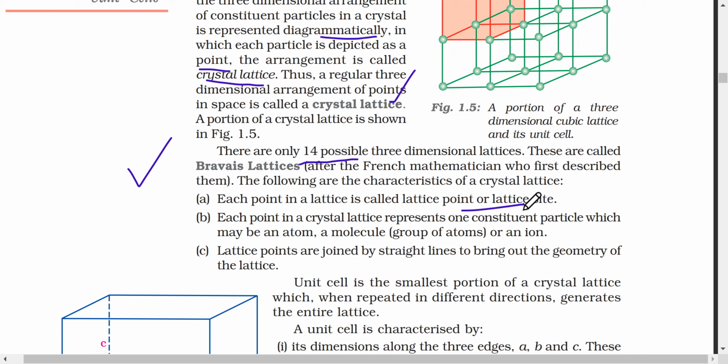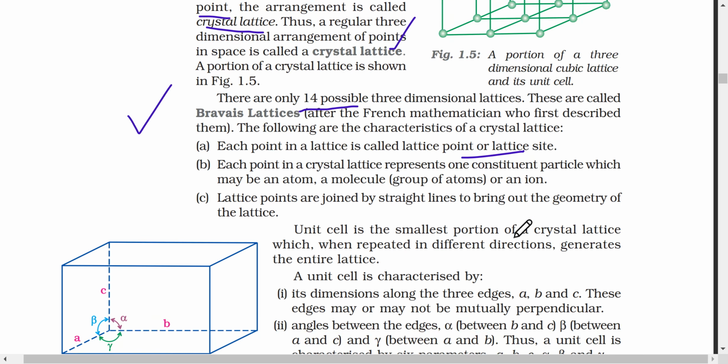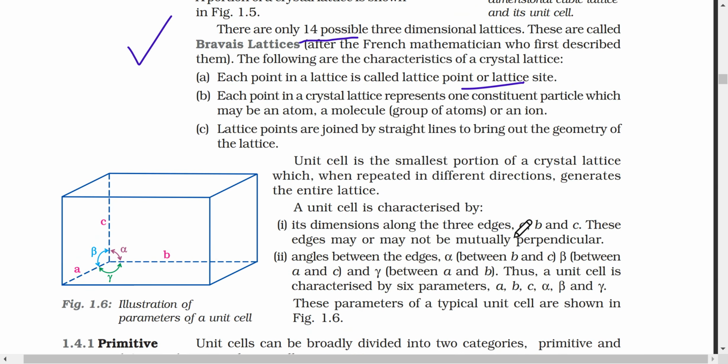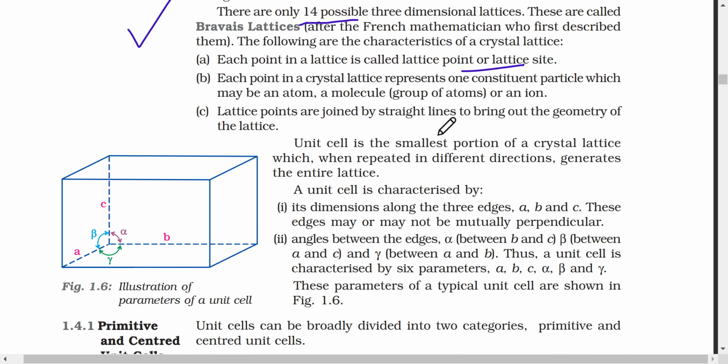जो एक एक हमारे atom को, एक particle को represent करेगा. Each point in a crystal lattice represents one constituent particle which may be atom, molecule, group of atoms, whatever, ion. ठीक है. Lattice points are drawn by straight lines to bring out the geometry of the lattice. Unit cell क्या होता है?